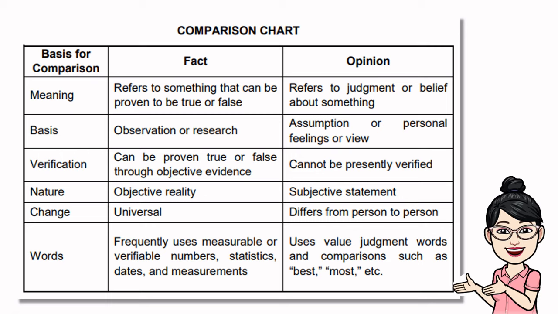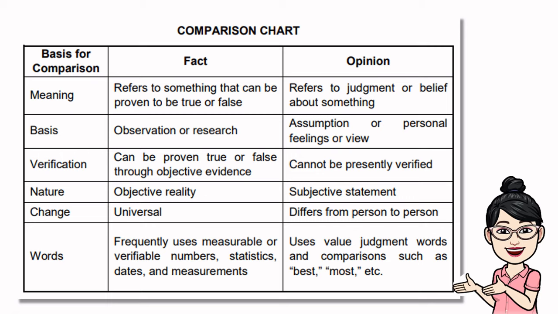So again, to help you distinguish facts from opinion, just take a look at this chart. Basis for comparison. Meaning. Fact refers to something that can be proven to be true or false. Opinion refers to judgment or belief about something. Basis: fact, observation or research. Opinion, assumption or personal feelings or view.